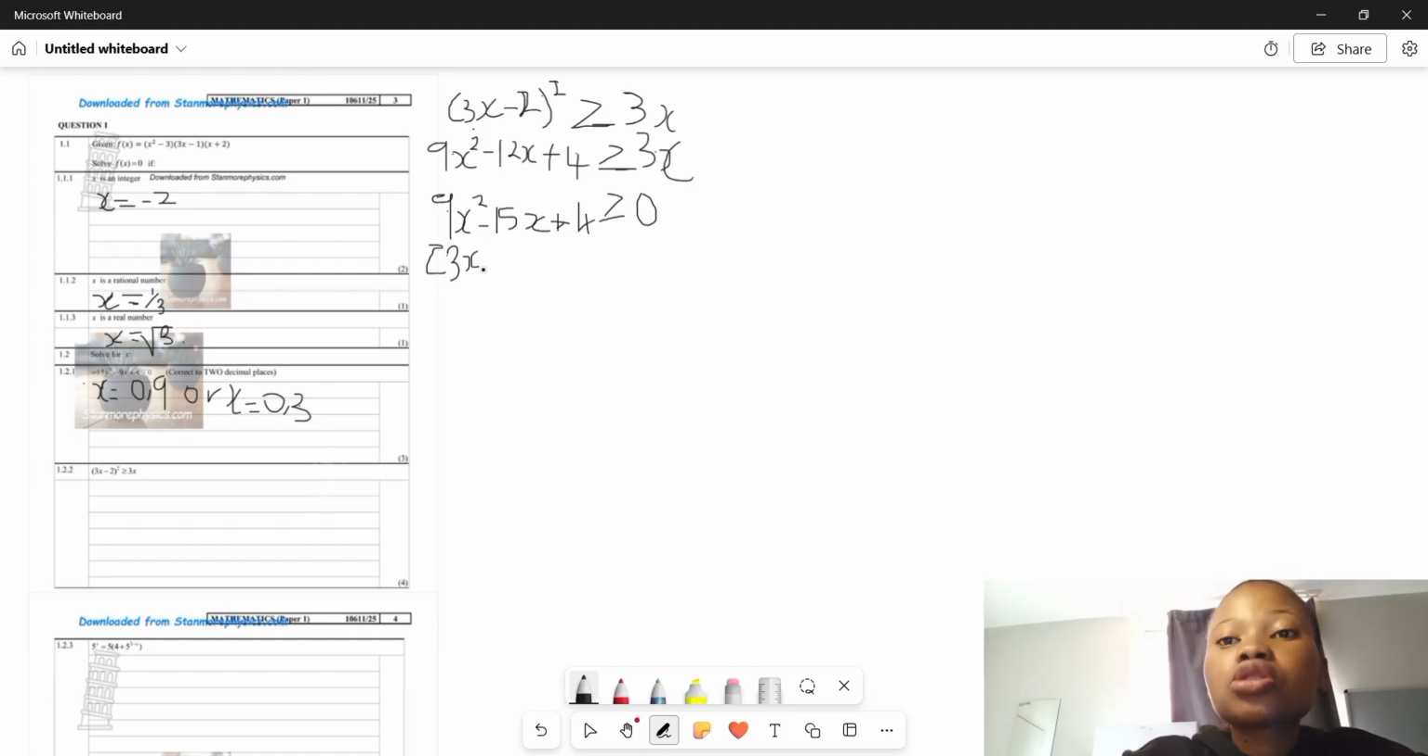Now we are going to solve for x. We're going to find our factors. On this part, you can choose to use the quadratic formula to get your x's, but now we are going to write it.